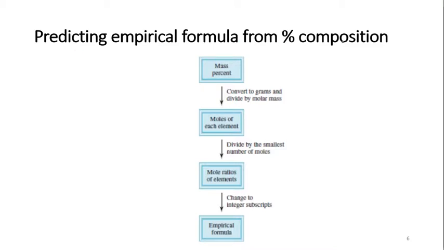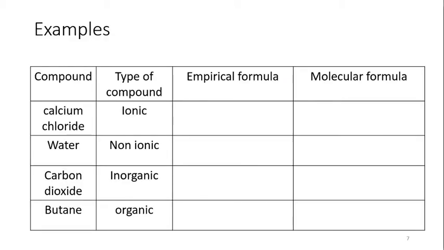Empirical formula from percent composition: the steps for that would be, if I know the mass percent, I can convert to grams and divide by molar mass to get the moles of the element, and then divide by the smallest number of moles to get the molar ratio of these elements. Then I can change to integer subscripts to get my empirical formula. So let's take a look at some examples.